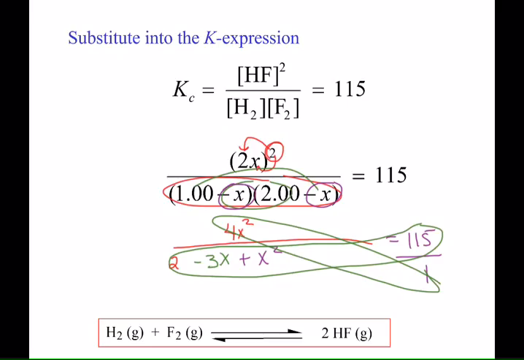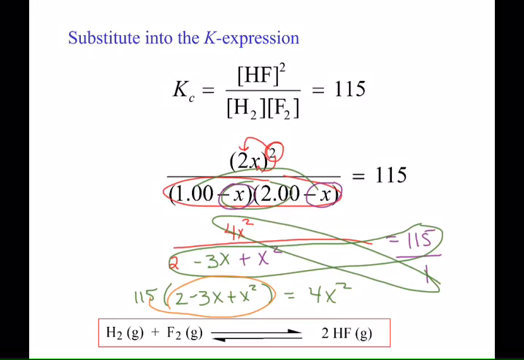So, running out of room. So 115 times quantity 2 minus 3x plus x squared is equal to 4x squared. The standard form has 0 on the right, okay? So I need to get 0 on the right. So before I do that, I need to take this 115 through that.